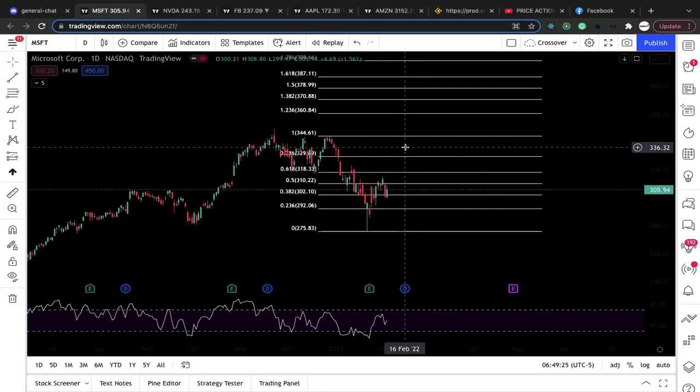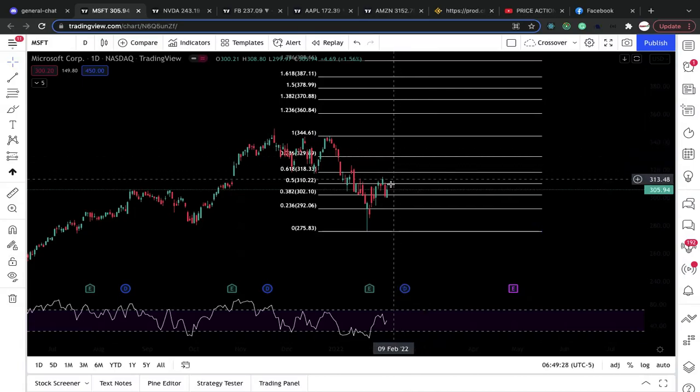All right, but for now, hard to forecast when price is choppy like this. Okay, but either way, we're going to play it level to level like we always do. 302 support. If that's lost, another 100-point move to 292. All right, we got resistance at 310. If we break that, another 80-point move to the 61.8 retracement at 318. All right, so that's what I have for you guys today.